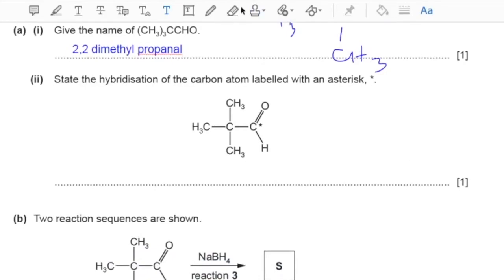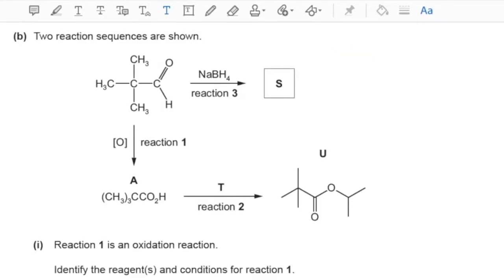Part 2, state the hybridization of the carbon atom labeled with an asterisk. Okay, so this is sp2 because this carbon atom has got 3 sigma bonds, and has got 1 pi bond. This double bond means there is 1 pi bond and 1 sigma bond, so this carbon atom has got 3 sigma bonds and 1 pi bond.